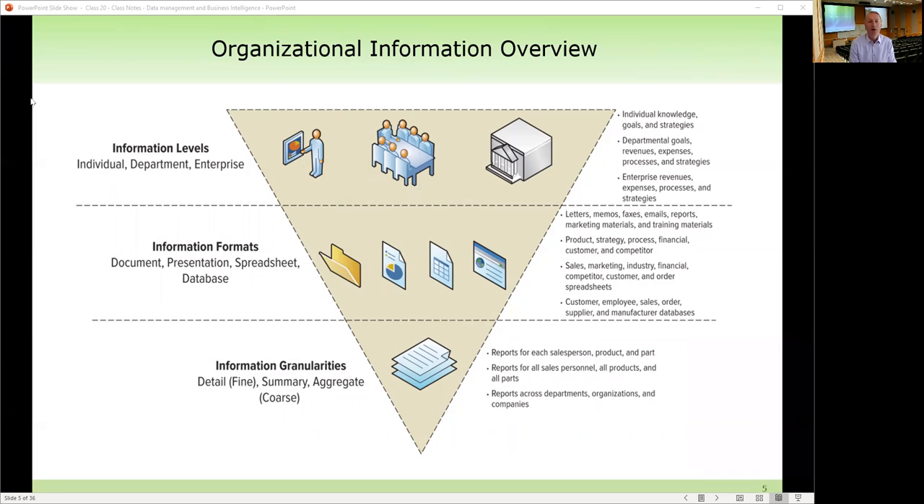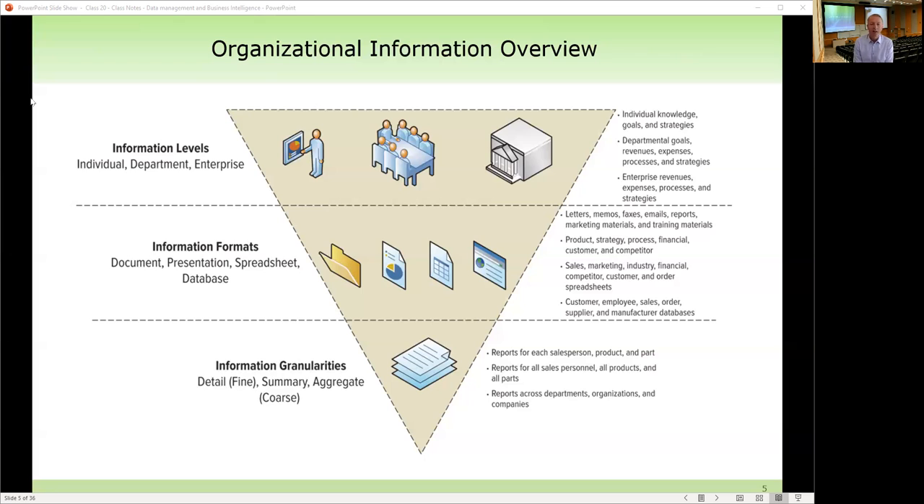Then the second level we talk about are information formats. And that is what format we have the data in. That could be as documents, as presentations, in spreadsheets, in databases, and other forms. The type of information we're talking about here would be, for instance, letters, memos, and faxes. Could be products, could be processes, financials, could be sales and marketing information, could be customer employee information, order information, and things like that.